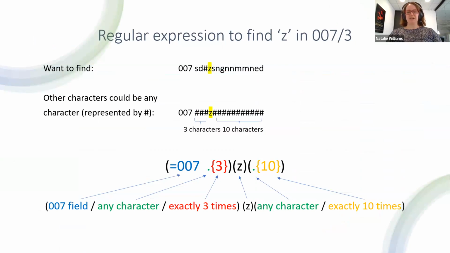So let's think about what I want my regular expression to find. I want it to find 007s with Z in position 3. I don't care what characters are in the other positions. They could be any character. And just a reminder that the 007 field starts from position 0. So position 3 is actually the 4th character, not the 3rd. So there are 3 characters before position 3 and 10 characters after.